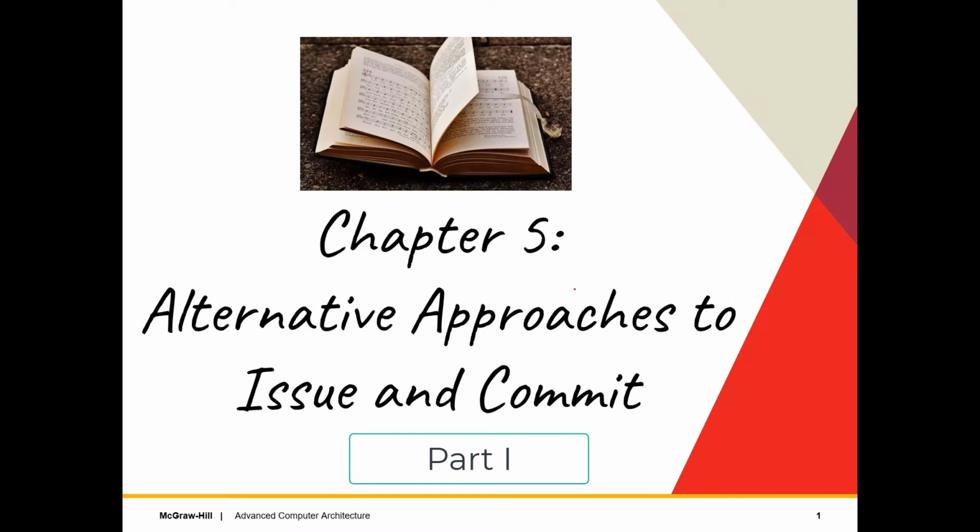Welcome to chapter 5. In this chapter, we will discuss alternative approaches to the issue and commit stages. The issue and commit stages, the way we have described them in chapter 4, have been described in a very simplistic manner. A modern out of order processor is way more complicated than the basic description that has been provided in chapter 4.